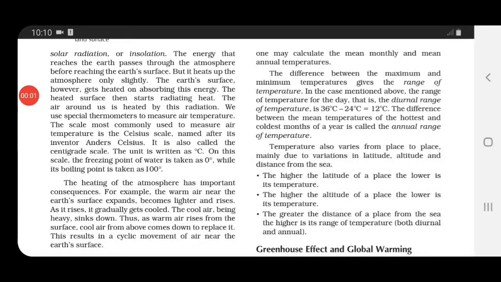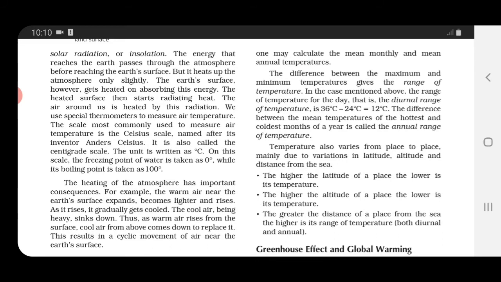Now next children, they are telling that for measuring air temperature, special thermometers are used. And the scale which is most commonly used for measuring that is Celsius scale, which is named after its inventor, Anders Celsius. And what is the other name of Celsius scale? Centigrade scale. And the unit is written as, you can see, degree Celsius.